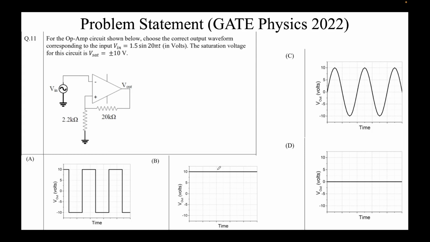Next, this is a very similar problem to the one we did in the comparator circuit. Since nothing is given for the op amp circuit, I'll assume it's an ideal op amp. Second thing, I check whether there is feedback or not. Yes, there is feedback, and that feedback is positive feedback.